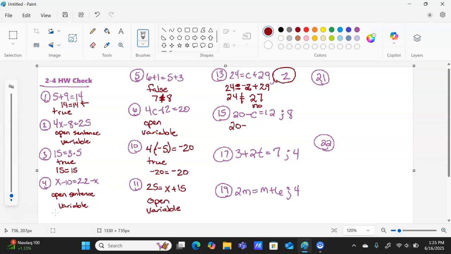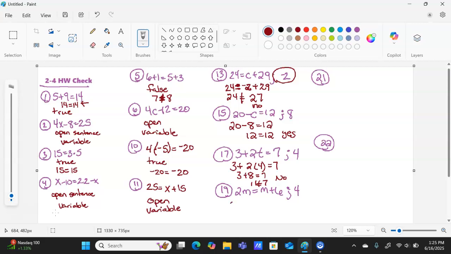Here, replace the c with 8. 20 minus 8 is 12. So yes, 8 is a solution. Here, 3 plus, what does it mean when there's a 2 right in front of the t? What operation is going on between these two? Well, the answer is multiplication. So when I replace the t with a 4, that's what it would look like. So we have 3 plus 2 times 4 is 8. So we get 11, and that's not equal to 7. So no, it's not a solution.